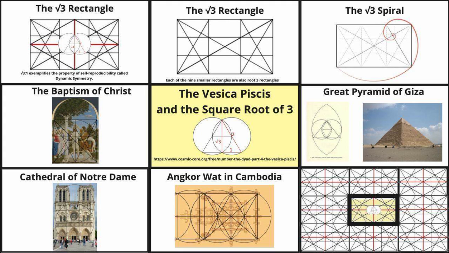1.732. Got it. And what's fascinating is that this ratio repeats itself no matter how many times you subdivide the rectangle. Wait, so you're saying if you took a root-3 rectangle and cut it in half, each of those smaller rectangles would also have sides in the root-3 ratio. You got it. That's the self-replicating property of this rectangle, and it's a visual representation of dynamic symmetry. It's like a Russian nesting doll of perfect proportions.